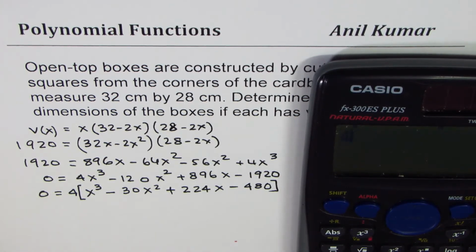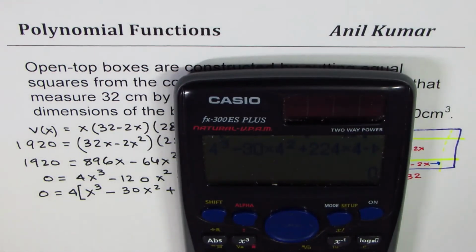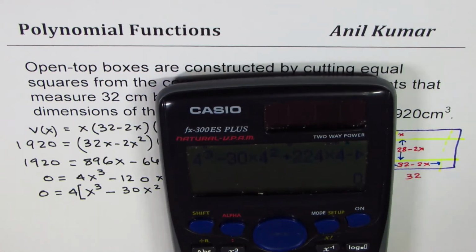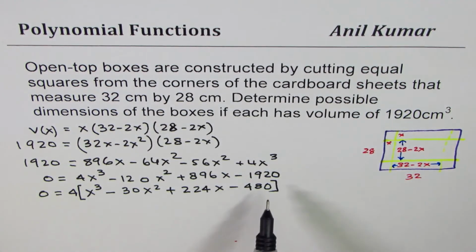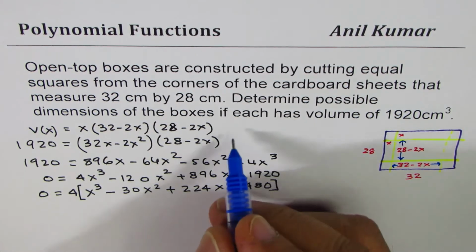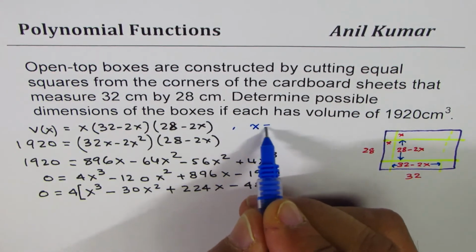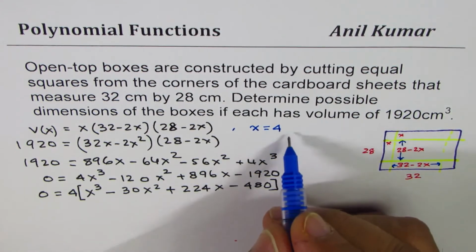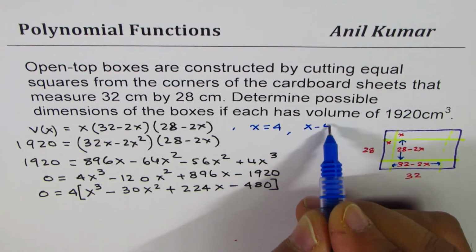So if I do 4 cubed minus 30 times 4 squared plus 224 times 4 minus 480, I get 0. Do you see that? So with 4 you get 0. That means x could be 4, and that also means x minus 4 is a 0. So we do get one factor. Let me write here: for x equals 4, the equation is true, so that means x minus 4 is a factor.